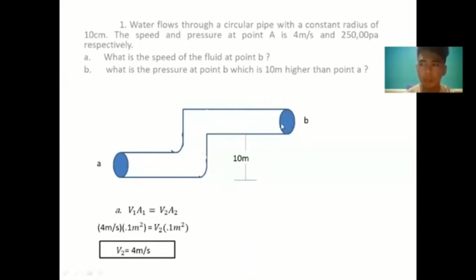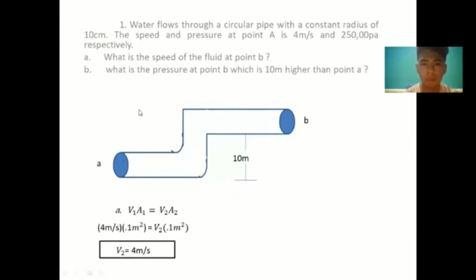Take note that the velocity only changes when the area of the tube is resized. So we know that the velocity increases when the area decreases, and when the area increases, the velocity decreases. So that's the principle of Bernoulli's.